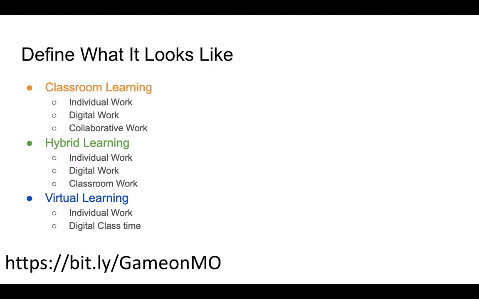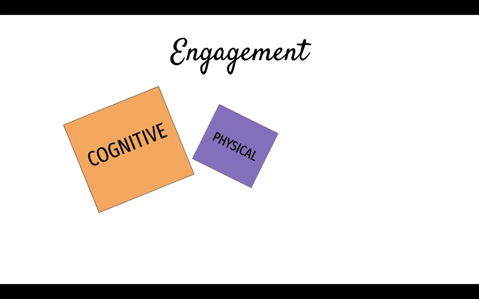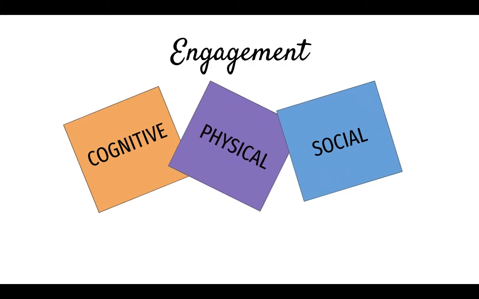And then there's hybrid learning, individual, digital, and classroom work. So if we were to move to a hybrid learning situation, what would that look like for your classroom and your content? So these are the things we have control over defining, what we want these situations to look like. We've got three types of engagement that we want to consistently try to promote even in a remote environment.